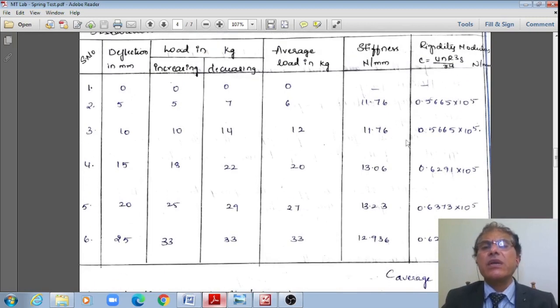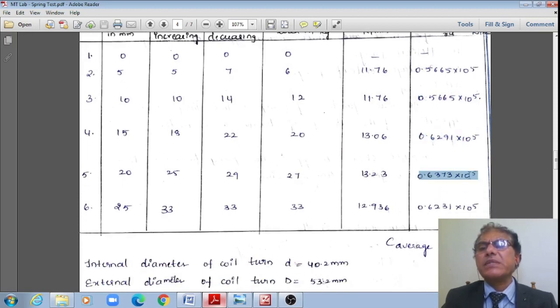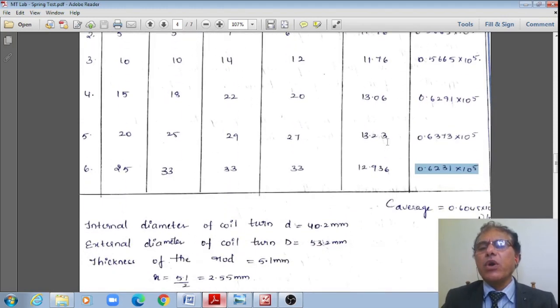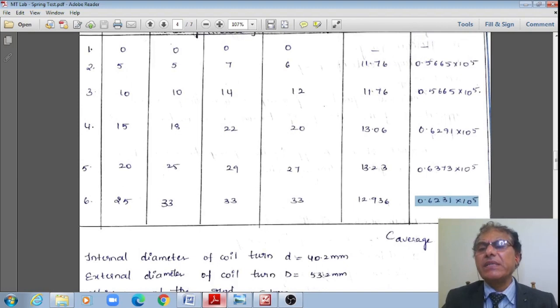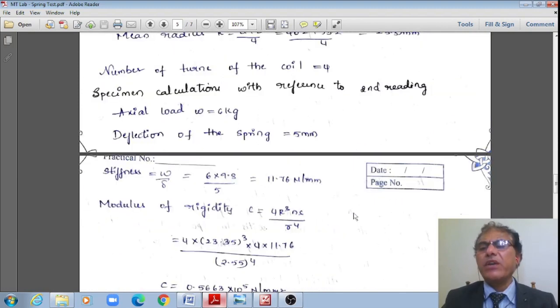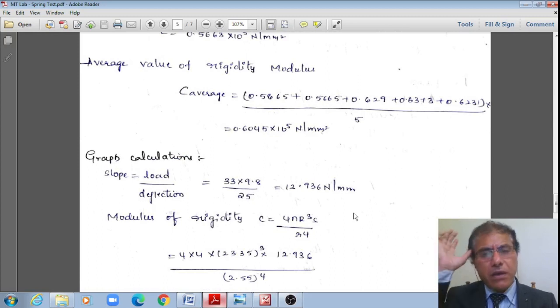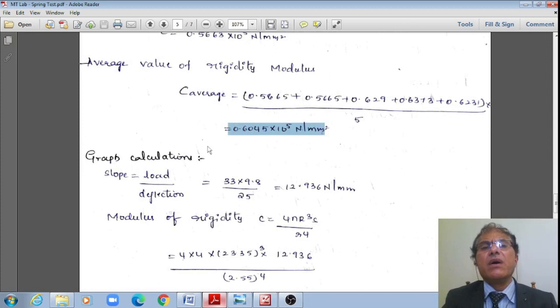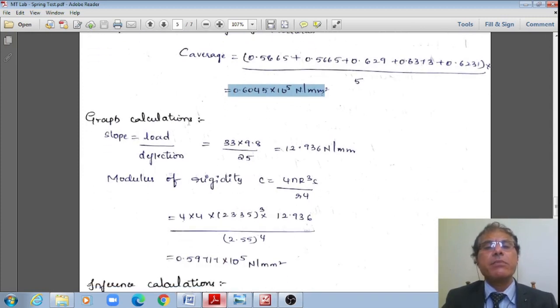0.5665. Like that, you just calculate for others also, student, right? Like this, now I'll get 0.5665 10 to power 5 and 0.6291 10 to power 5 and 0.6373 10 to power 5 and 0.6231 10 to power 5. Therefore, now you take the average of all these 5 readings, which works out to 0.6045 10 to the power 5 Newton per mm square, right? That is how I've just calculated the average, which is 0.6045 10 to the power 5 Newton per mm square, right?